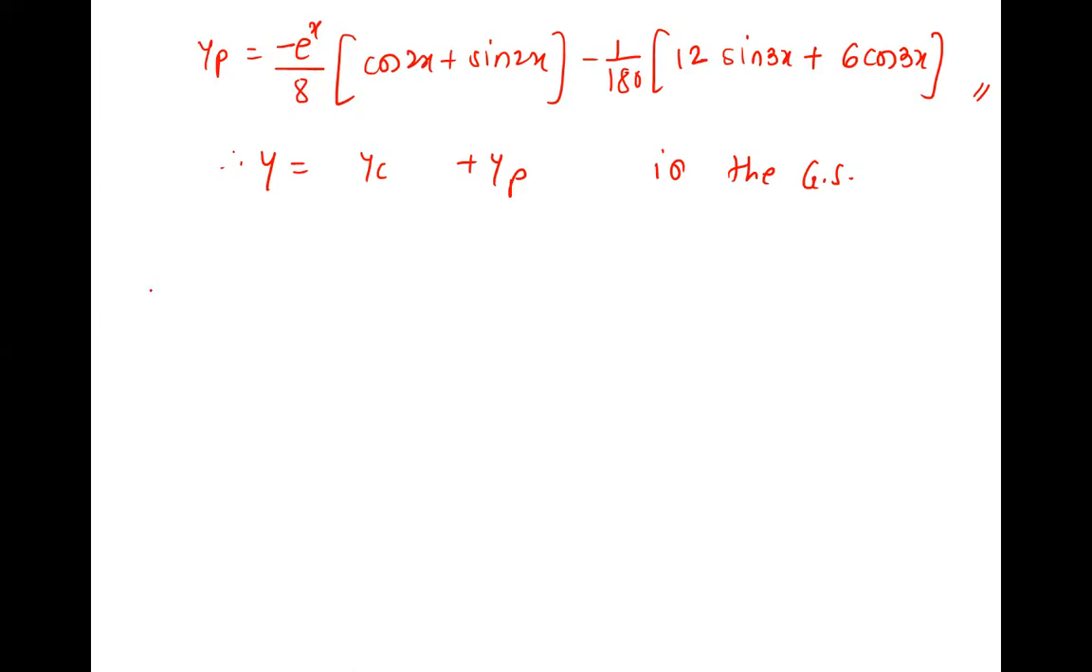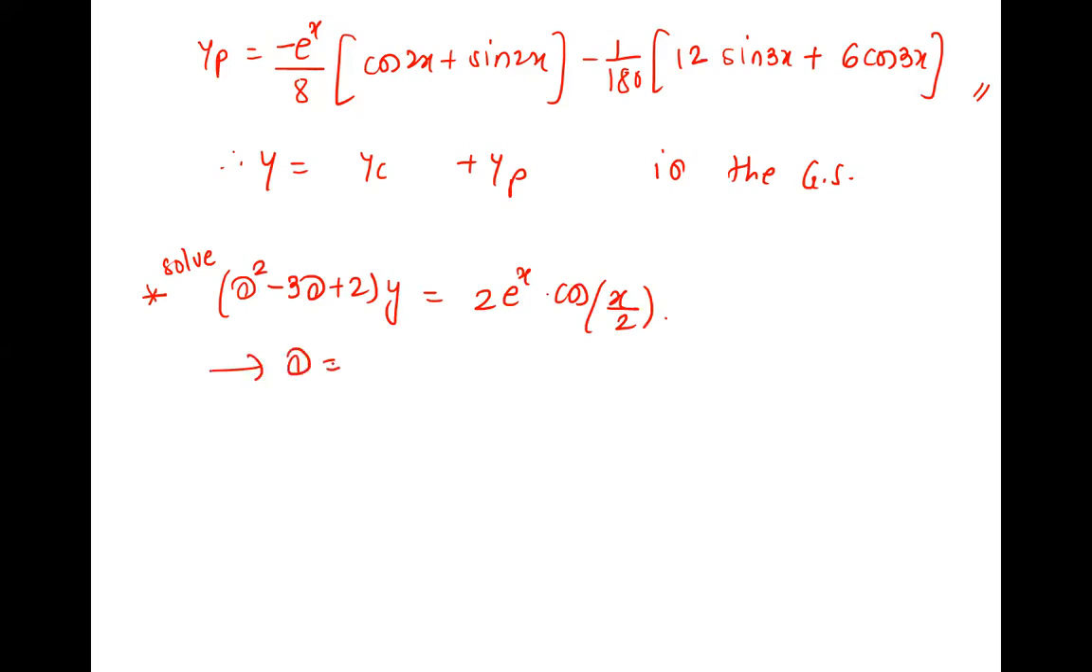Okay, we solve this next. Solve D squared minus 3D plus 2y equals 2 e raised to x into cos x by 2. Let's find the roots: 2 and 1. So therefore yc is c1 e raised to x plus c2 e raised to 2x.